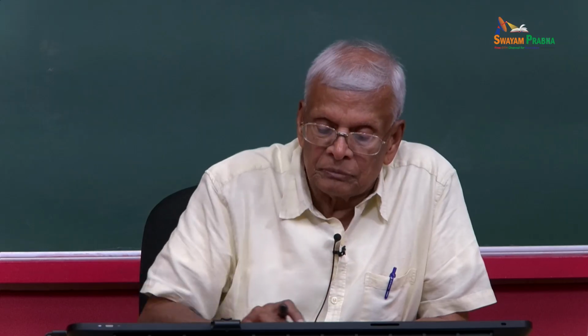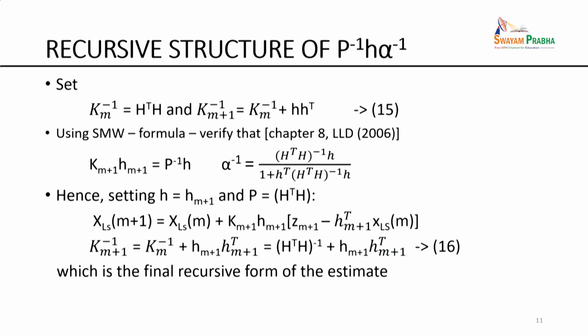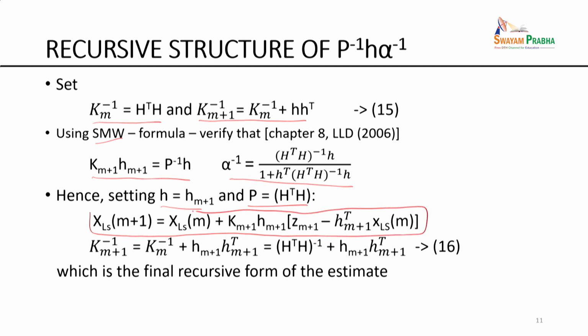Now I am going to rewrite this. I am going to rewrite the structure. So I am going to introduce the new term Hm inverse is H transpose H. K inverse is Hm plus this. Using the Sherman-Morrison-Woodbury formula, you can verify Hm plus 1 is equal to P inverse H. Alpha inverse is this. So by setting H equal to Hm plus 1 and P equal to H transpose, I can in fact rewrite my recursive equation in this very nice and simple form.